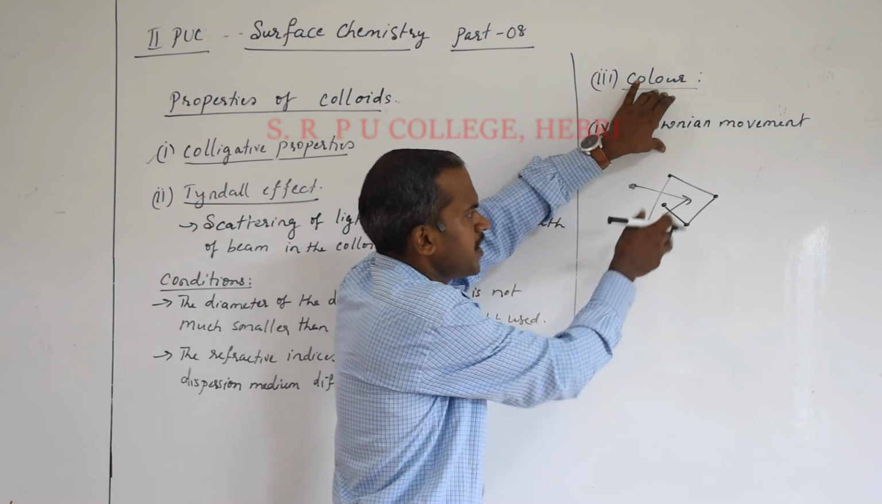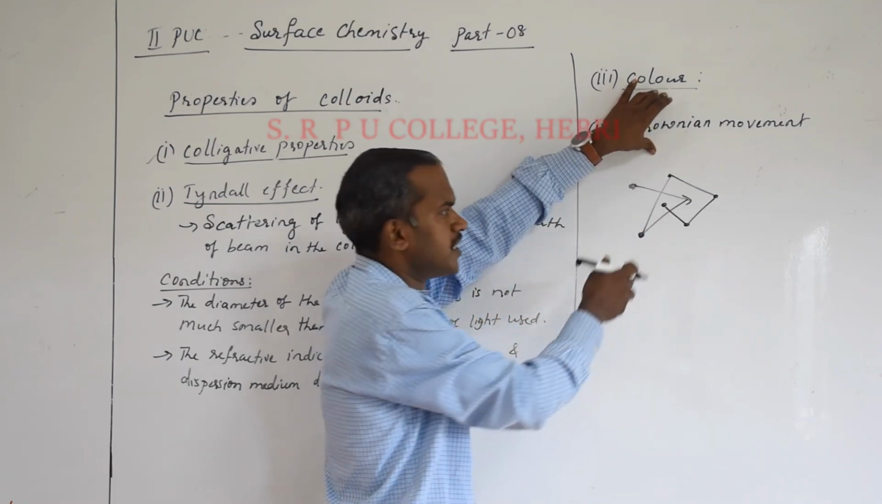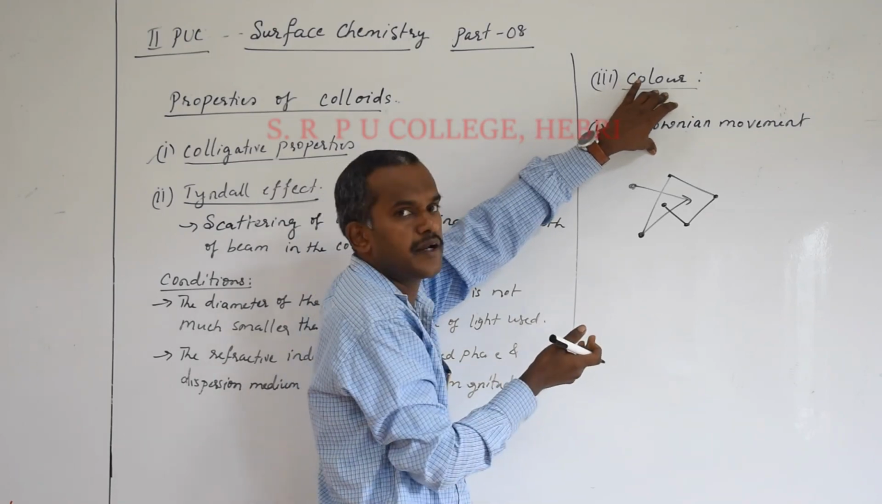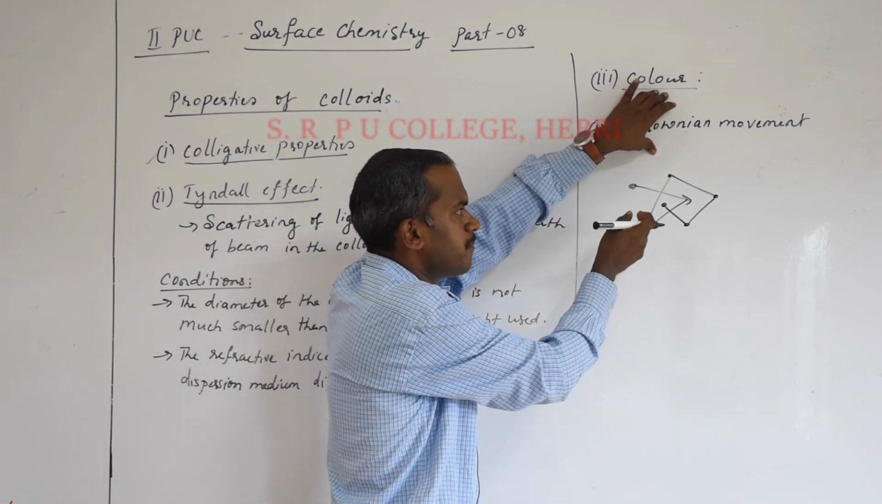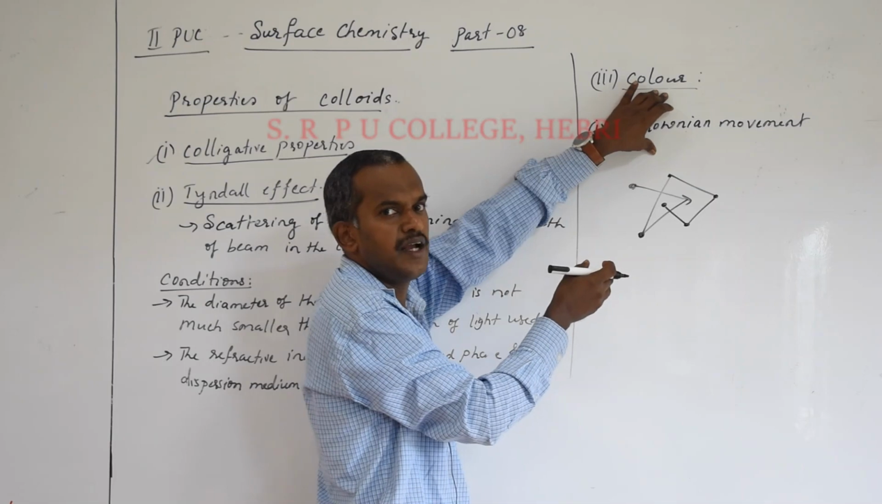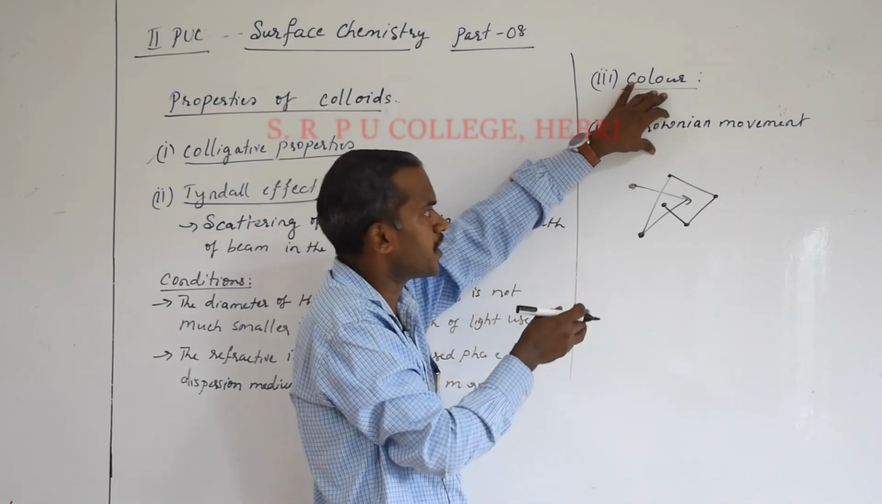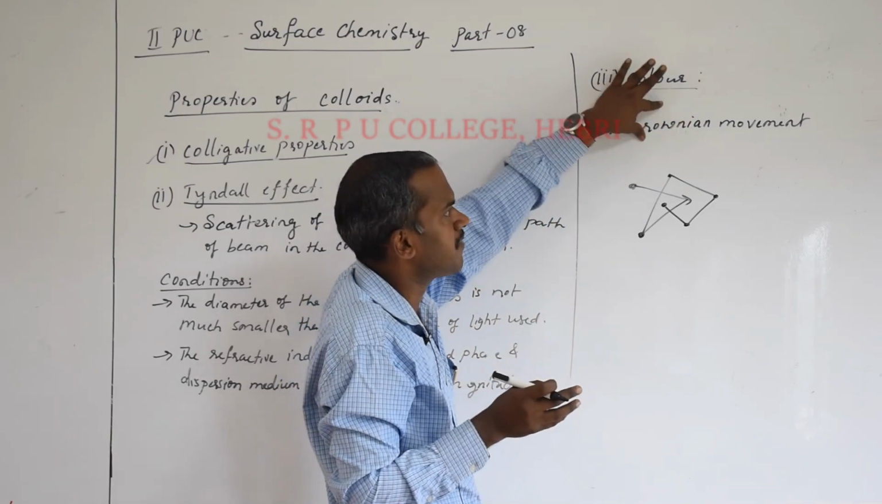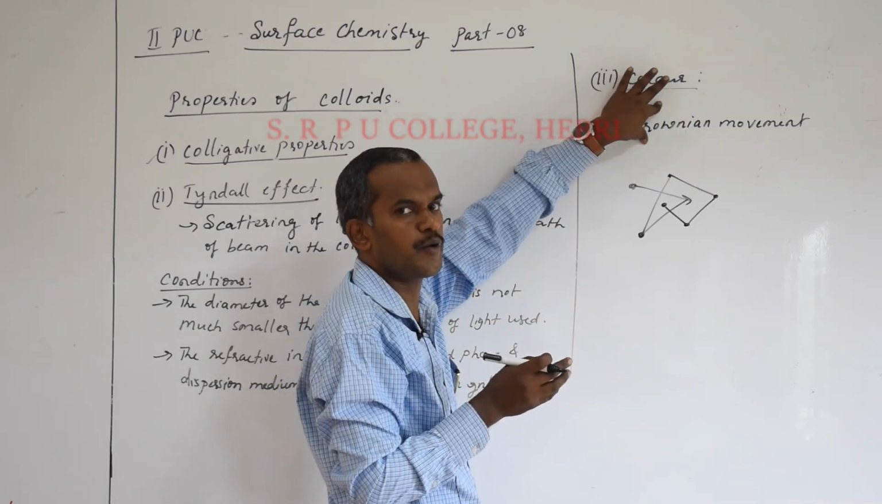This phenomenon can be observed even during the Tyndall effect also. The particles' movement can be easily observed using high resolving power microscopes. Because we know that colloidal particles are not easily visible, and if you use ultramicroscopes, you can understand the pattern of the movement of the colloidal particles. That phenomenon is called Brownian movement.